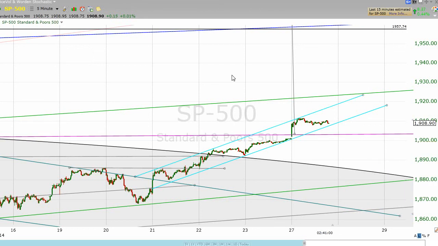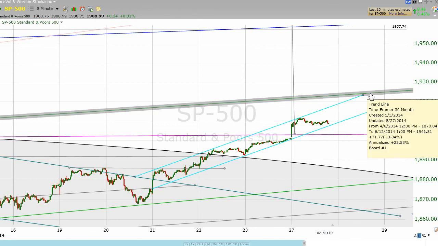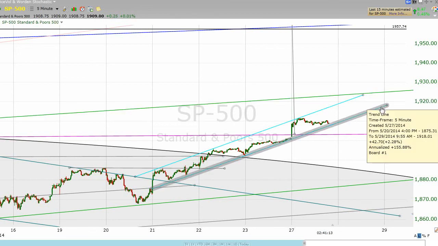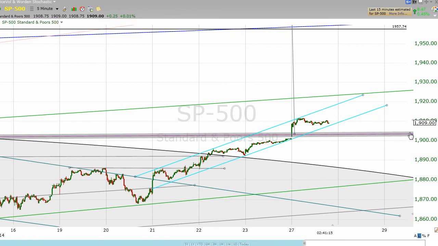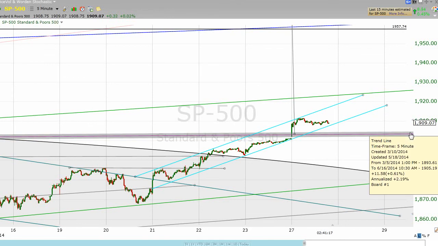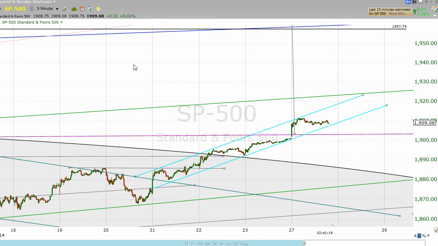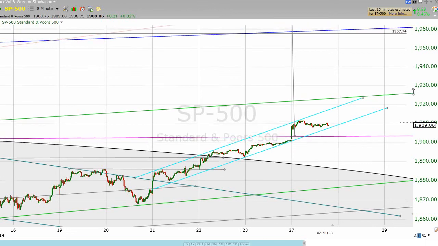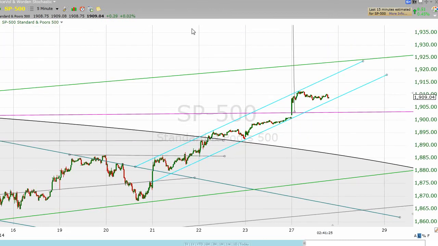What I would love to see, of course I don't get to see what I want to see, what would be great would be if we could stay in this channel for another day, come up and tag this resistance line, then maybe break this, come back down, spend a little time in the low 1900s before moving up again. But again, as I mentioned and as we all know, I don't get to set the rules. So there you have it. This is pretty basic stuff.